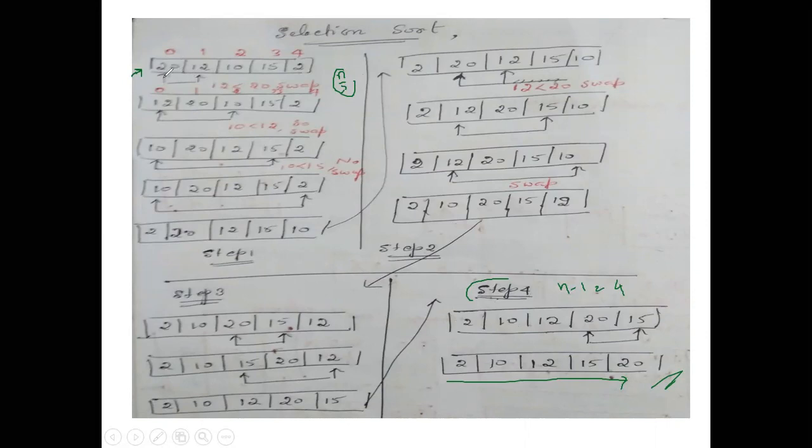Initially we have the first element 20. The first element 20 will be compared with 12. You can find that 20 is greater than 12. If the first element is greater than the next element, then we'll exchange those two elements. You can see here we have swapped the elements. So 20 will come here, 12 will come here. Remember the condition: if the element that you are comparing is greater than the next element, only then you swap.